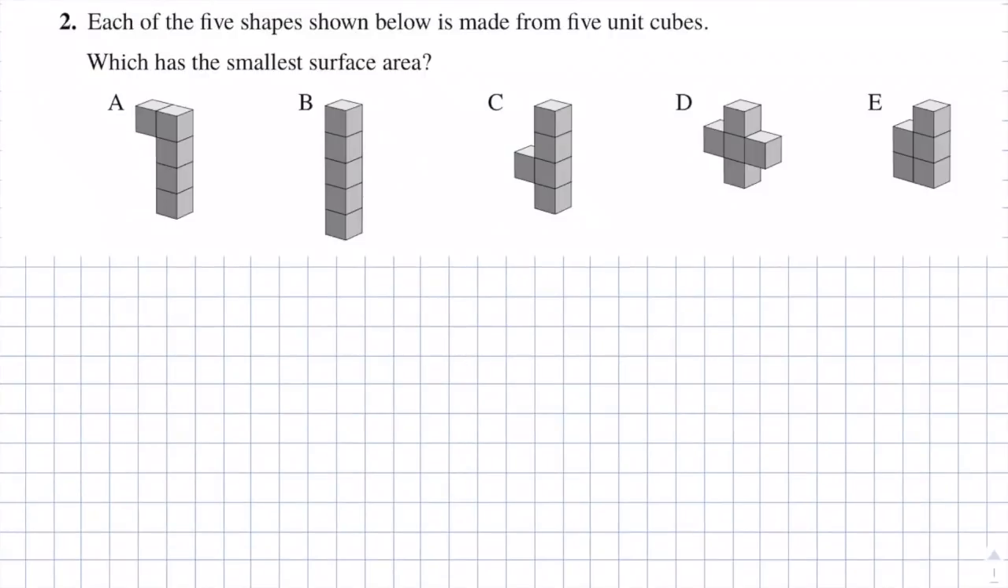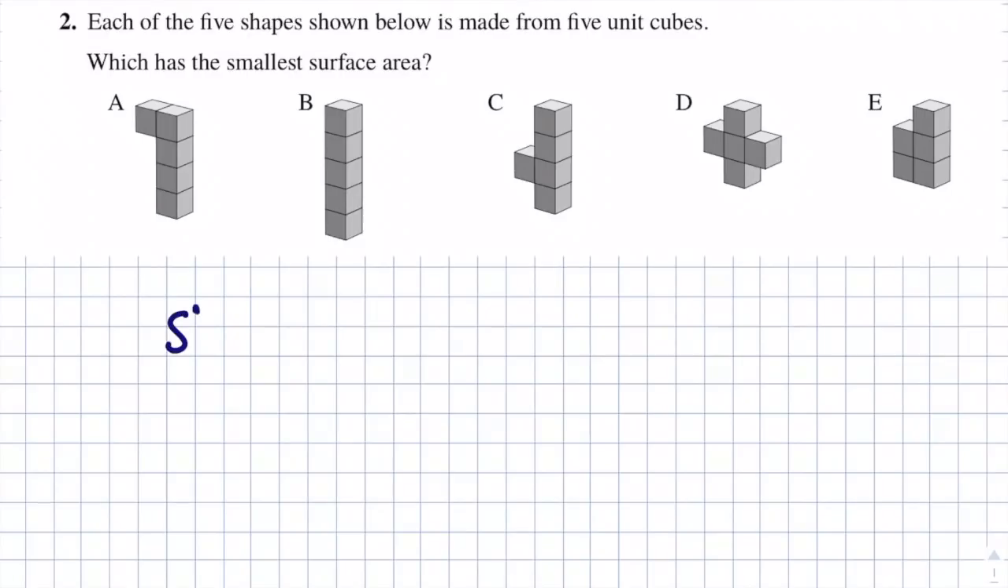Question 2. Each of the 5 shapes shown below is made from 5 unit cubes. Which has the smallest surface area? We've got 5 shapes, A, B, C, D and E. In order to calculate the surface area, we need to count the number of faces on each of the shapes, and then we add up the total areas. So using that logic, we know that the shape with the smallest number of faces is going to have the smallest surface area. So let's count the number of faces for each shape.